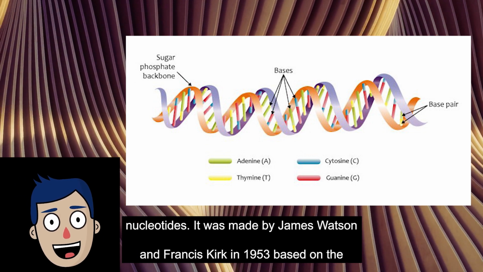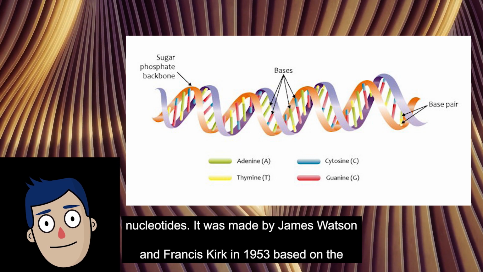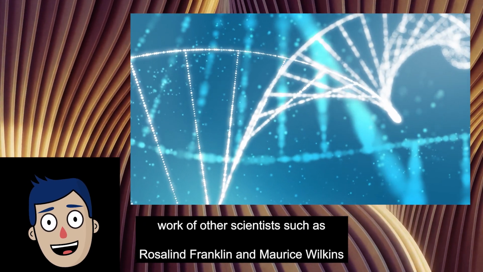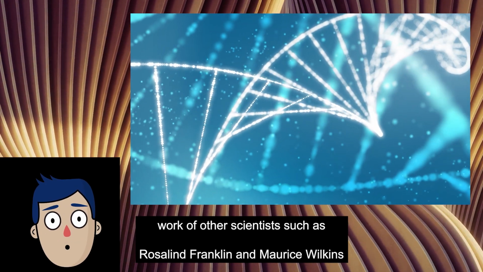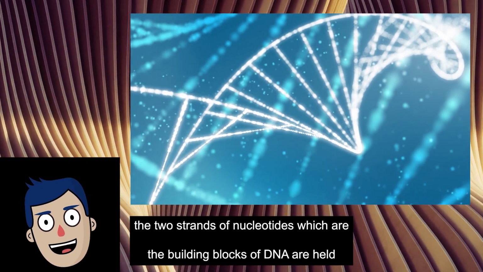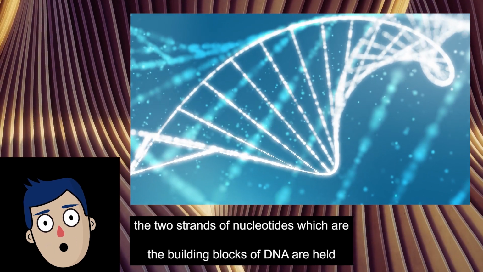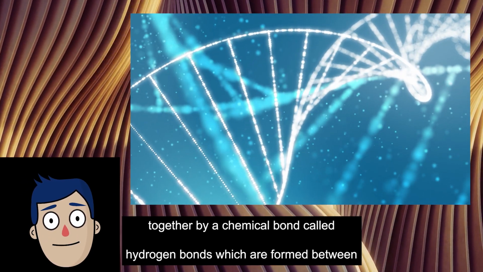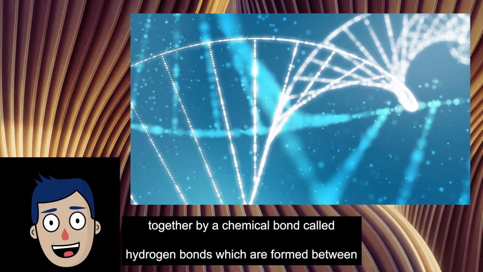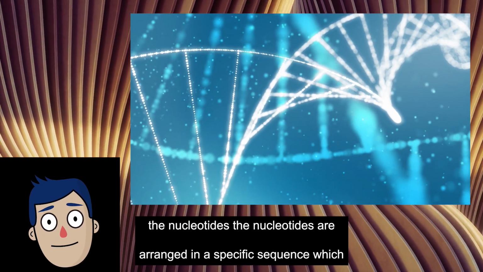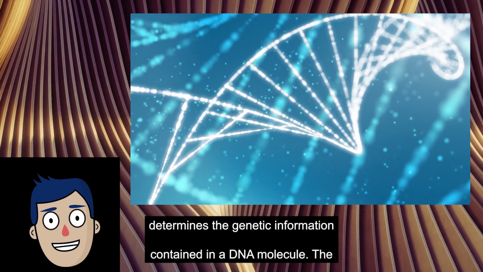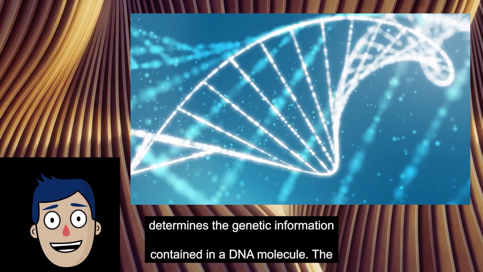It was discovered by James Watson and Francis Crick in 1953, based on the work of other scientists such as Rosalind Franklin and Maurice Wilkins. The two strands of nucleotides, which are the building blocks of DNA, are held together by a chemical bond called hydrogen bonds, which are formed between the nucleotides. The nucleotides are arranged in a specific sequence which determines the genetic information contained in a DNA molecule.